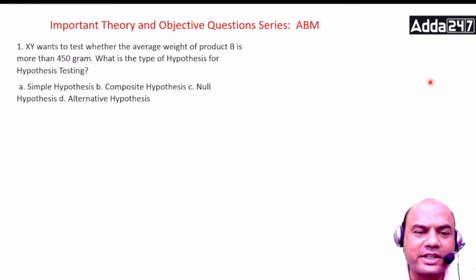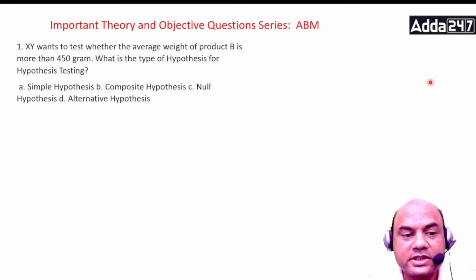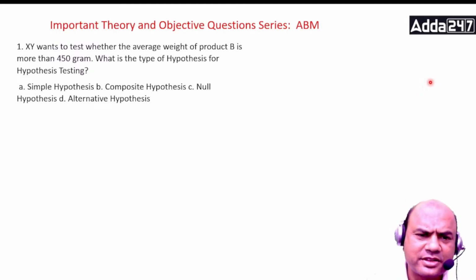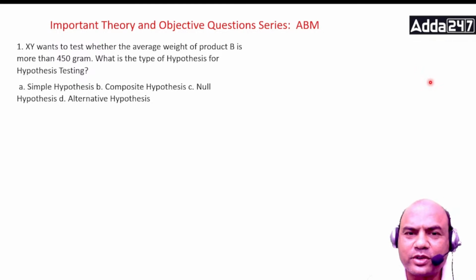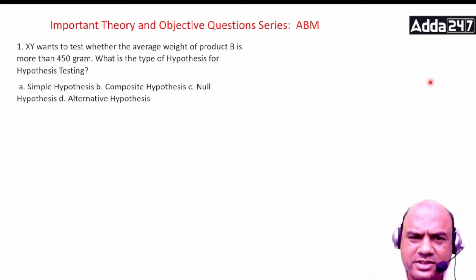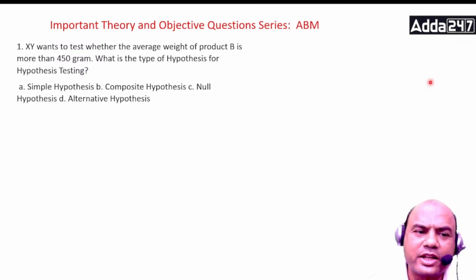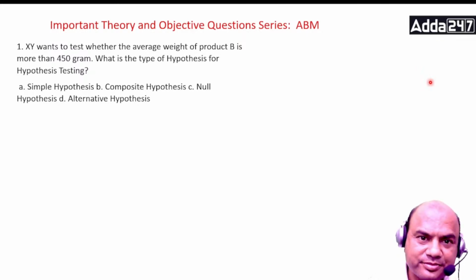XYZ wants to test whether the average weight of a product P is more than 450 grams. What type of hypothesis is used? So this person wants to test whether the weight of some product is more than 450 grams. Which hypothesis should be used?